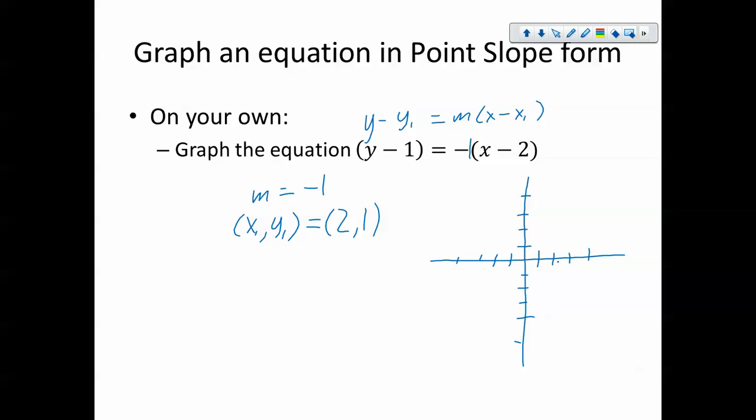So we go to that spot, 2, 1. And then we use my slope of -1, which is right 1, down 1. Down 1, right 1. I get a line that looks like that. So the way in which we graph is very similar. It's just instead of starting on the y-intercept, we're starting from a point. And from that point, we're finding everything else.